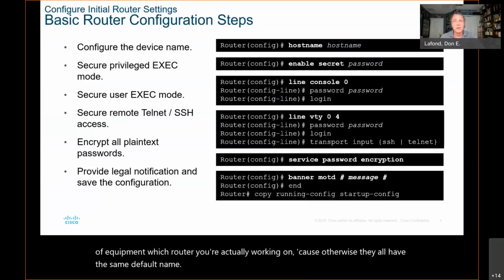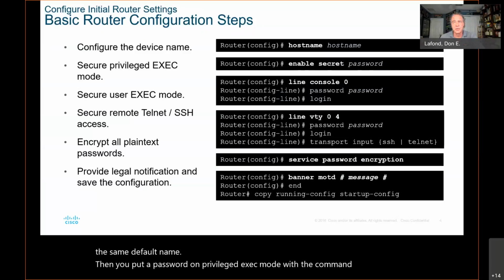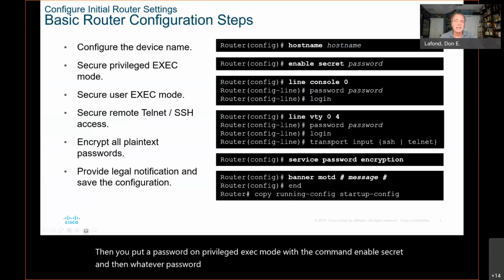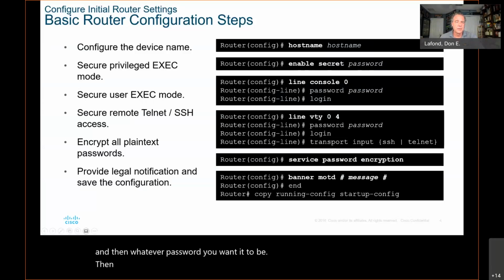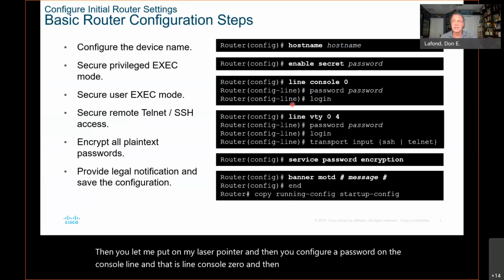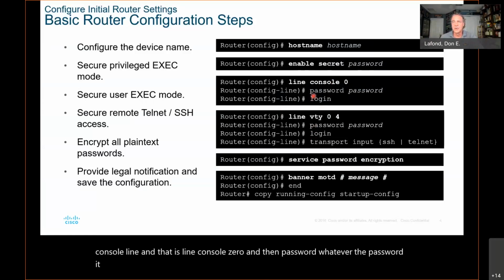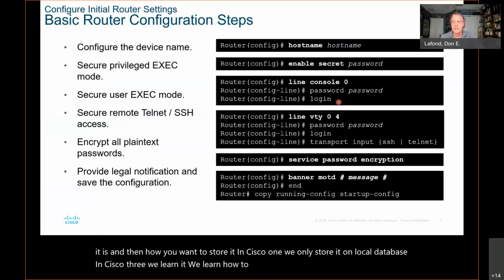Then you put a password on privileged exec mode with the command enable secret and then whatever password you want it to be. And then you configure a password on the console line, and that is line console 0, and then password, whatever the password is, and then how you want to store it. In Cisco 1, we only store it on a local database. In Cisco 3, we learn how to store our passwords remotely on an authentication server.